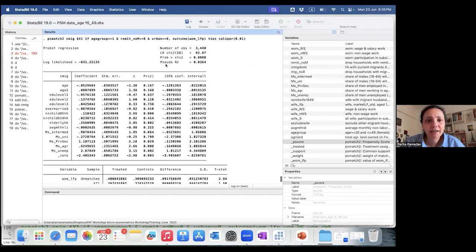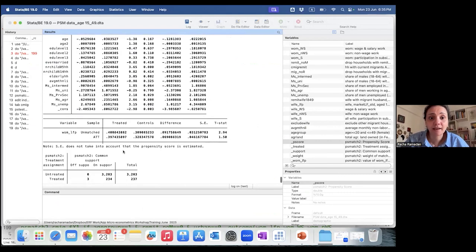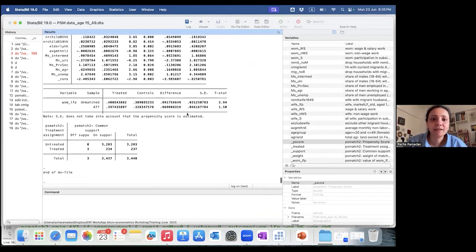Same thing, I have the probit regression, and I have the outcome. Again, we have a difference. The difference is smaller now using this matching method, and still it is not significant. Okay, let's try another method.